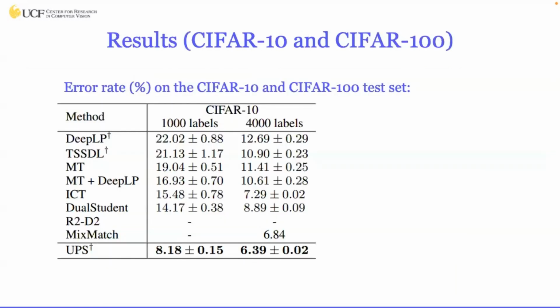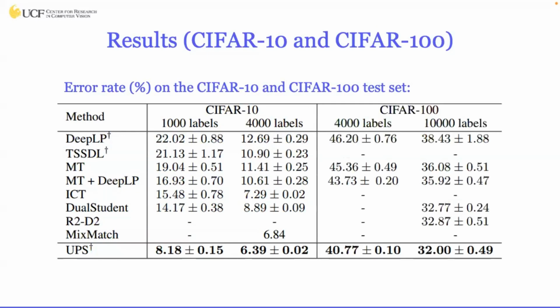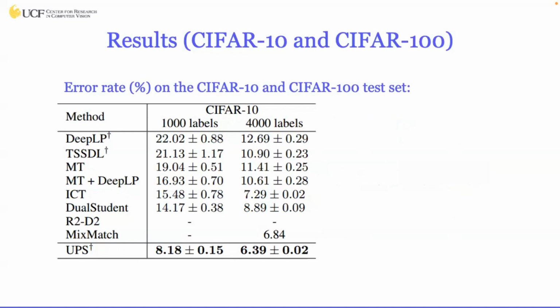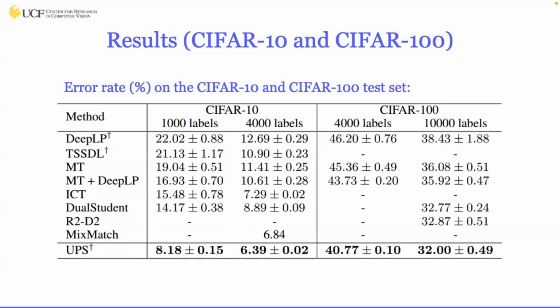Now let's look into some results. Here, we are showing results on standard computer vision benchmarks, CIFAR 10 and CIFAR 100, with different portions of labeled data. We show results on CIFAR 10 with 1,000 labels and 4,000 labels. We compare results with other existing pseudo-label-based methods and also consistency regularization-based methods. We see that our method outperforms these. We also see a similar trend in the CIFAR 100 data set.